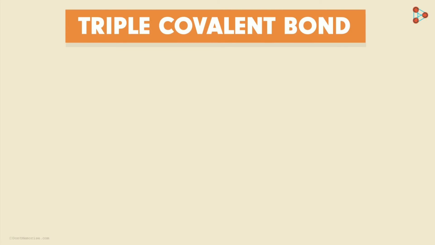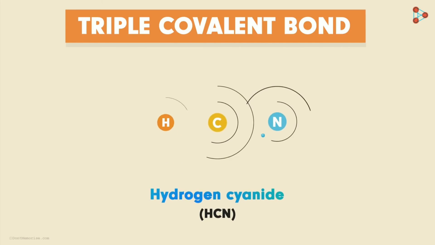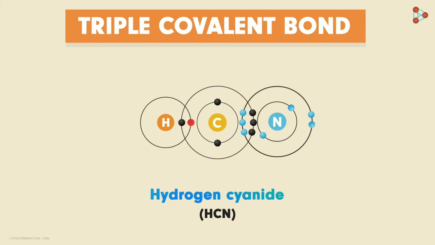Now lastly, we take the example of a triple covalent interaction of carbon. Have you ever come across the compound hydrogen cyanide? Yes, it's an extremely poisonous liquid used for experiments in laboratories. Do you know what its chemical composition is? It's HCN. So do you know what the structure looks like? It looks like this. Yes, one carbon atom attached to one hydrogen atom and one nitrogen atom.